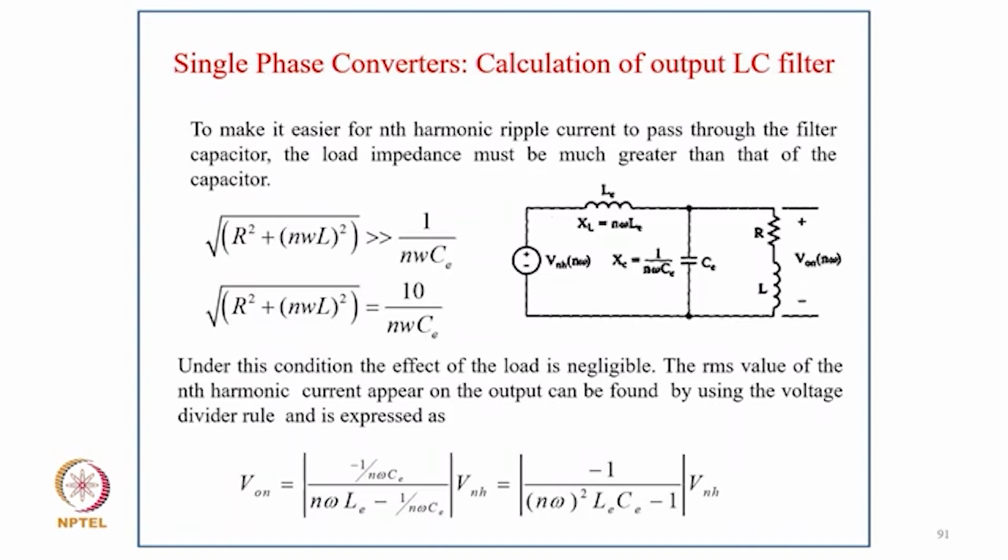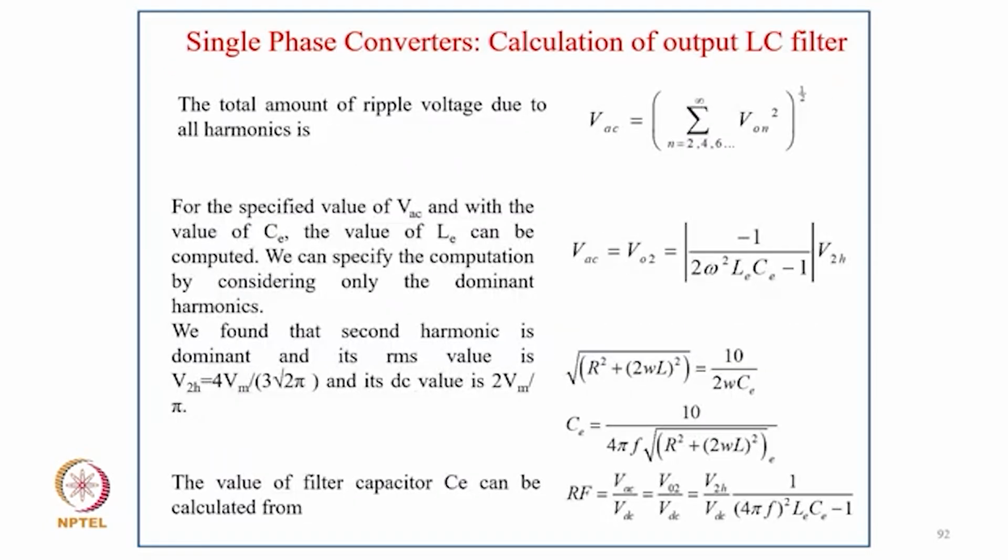The RMS value of the nth harmonic voltage on the output can be found by using the voltage divider rule, and expressed as Von equal to absolute value of minus 1 upon n omega C divided by n omega Le minus 1 upon n omega C into Vnh, or equal to absolute value of 1 upon n omega square LeC minus 1 multiplied by Vnh. So the total amount of ripple voltage due to all harmonics is Vac equal to in bracket sum for n equal to 2, 4, 6 to infinity Von square to power half. So for the specified value of Vac and with the value of Ce, the value of Le can be computed.